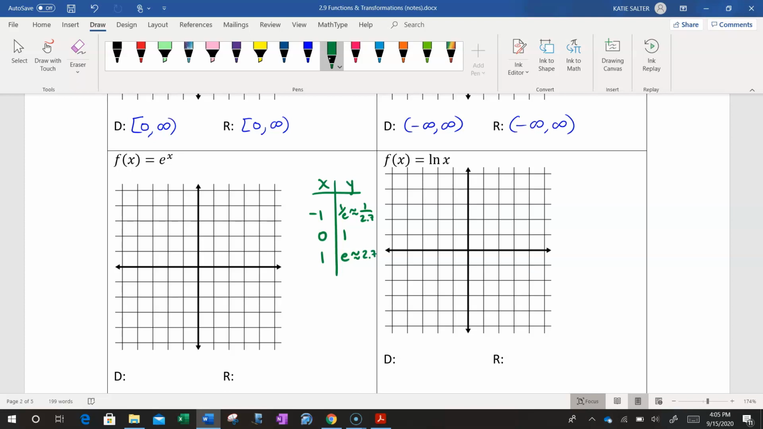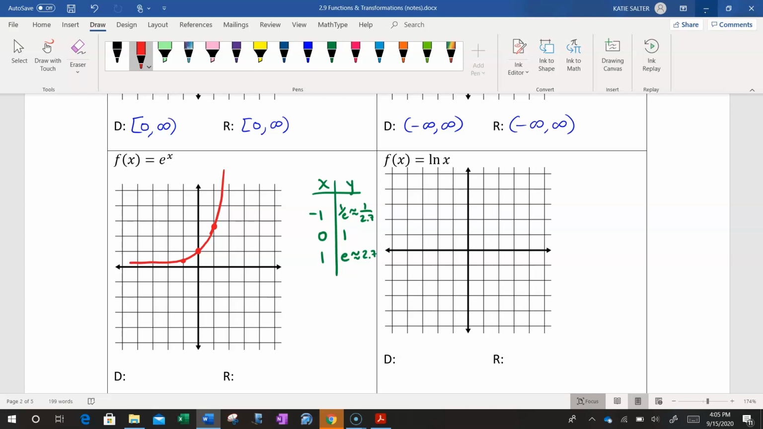Like we said earlier, if you can graph y equals 2 to the x and you can graph y equals 3 to the x, then we can graph y equals e to the x. 0, 1, and then it's going to go through the point 1, e, about 2.7. And then at negative 1, it's like 1 over 2.7. So that's right in between 1/2 and 1/3 there. And that is enough to get this graph going.